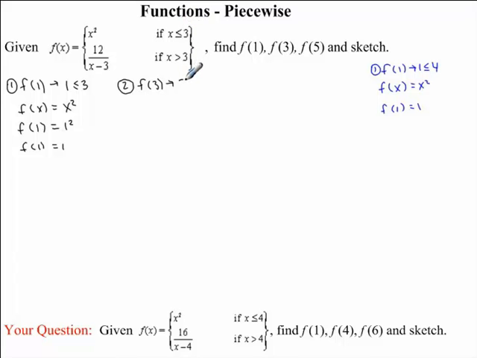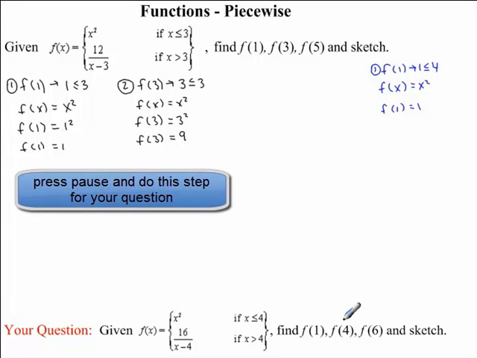So again, we have that 3 is less than or equal to 3. So we're going to use our x squared function once again. So we have f of x is equal to x squared. Evaluating when x is equal to 3, we'll have f of 3. We're going to substitute our 3 into our x to get 3 squared. So our final answer for f of 3 will be 3 squared, which is equal to 9.